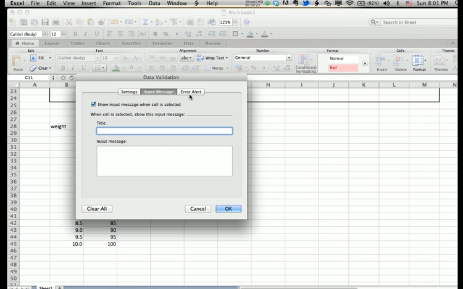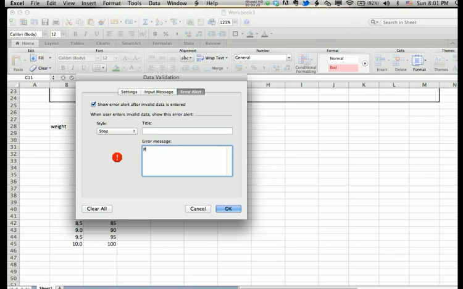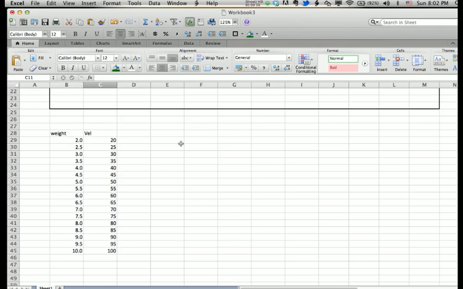And you can do an input message. I'm going to do error alert, stop. Please select a weight, 2 to 10 tons in 0.5 ton increments. And I'll click OK on that.